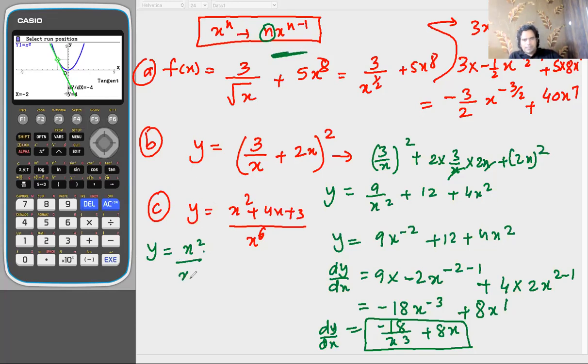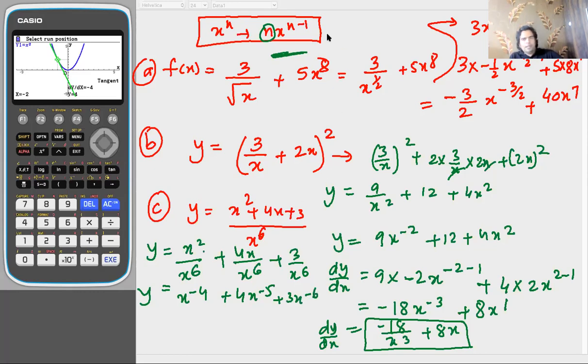So what I would do is x squared over x to the power 6 plus 4x over x to the power 6 plus 3 over x to the power 6. So our first step is to modify the things like this so that we can get a simpler form. This becomes x to the power negative 4. This is still the function modification. This will become 4x to the power negative 5 plus 3x to the power negative 6. And now you do the derivative.